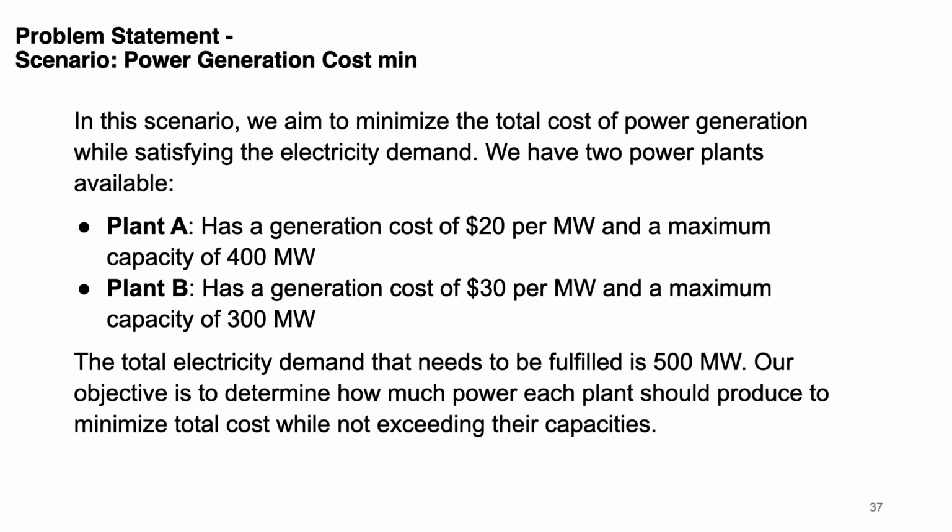Now let's apply everything we've learned to a new high-stakes scenario, power generation cost minimization. In this case, we are acting as a grid operator who needs to meet a city's demand of 500 megawatts. We have two power plants at our disposal. Plant A is our base load. It's cheaper at $20 per megawatt and has a maximum capacity of 400 megawatts. Plant B is our peaker plant. It's more expensive at $30 per megawatt, but it has an additional capacity of 300 megawatts. The question is, how do we split the production to keep the lights on for the lowest possible price? This is a fundamental problem in energy economics, solved thousands of times a day across the global power grid.